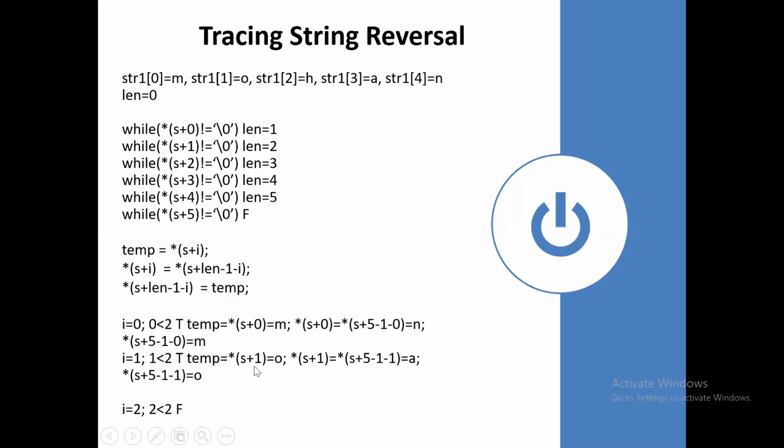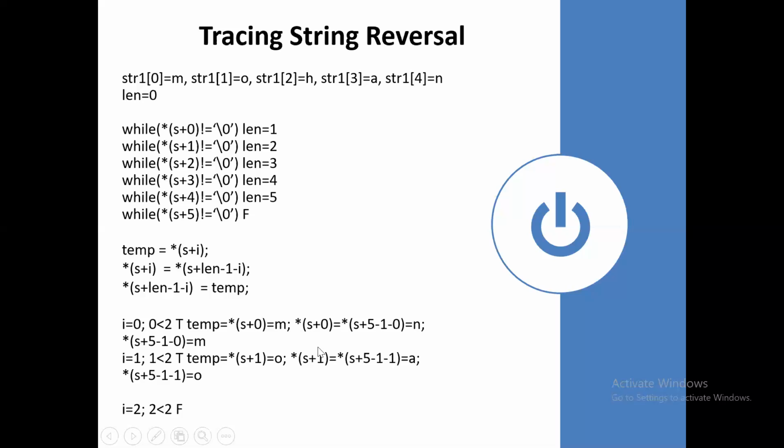Star of s plus 1 is what? Star of s plus 1 is pointing to this one, this m, right? Star of s plus 1 is pointing to O. This O is copied onto temp. Then next thing, star of s plus 1, because I am interchanging this O with this A. This is star of s plus 1, that is i value is 1.